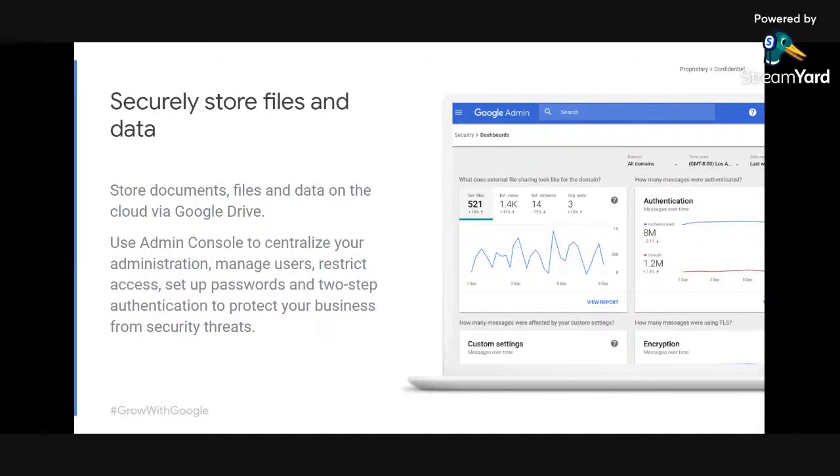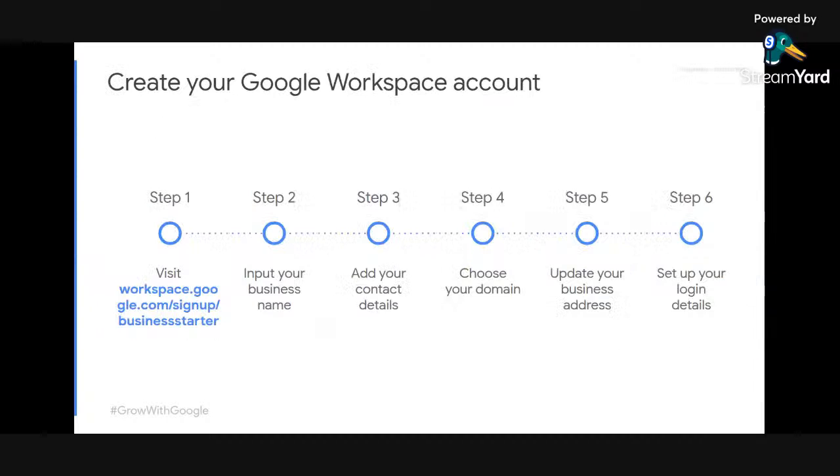So now that we know the benefits of Google Workspace, how do we set up our Workspace account? To create your own Google Workspace account, you need to follow these 6 steps. First, you need to visit workspace.google.com/signup/businessstarter. Once you've done this, click Get Started and follow the steps below.